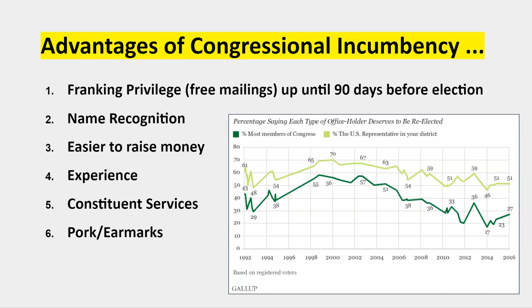Notice the chart here showing that about 51% of people have a favorable rating of the representative in their district. But notice Congress as a whole is actually about half that. They look at Congress as a whole and think, "Oh, really? Do we really need them? Can't we just throw the bums out?" That is kind of the overall take, because it's easier to hate people that you don't know.